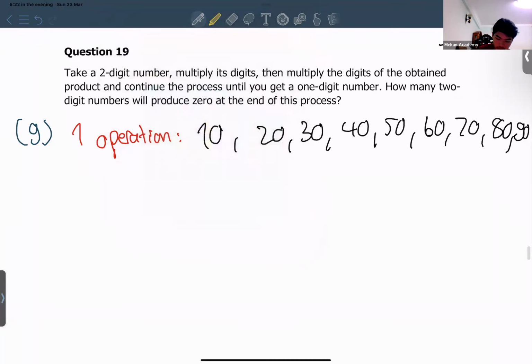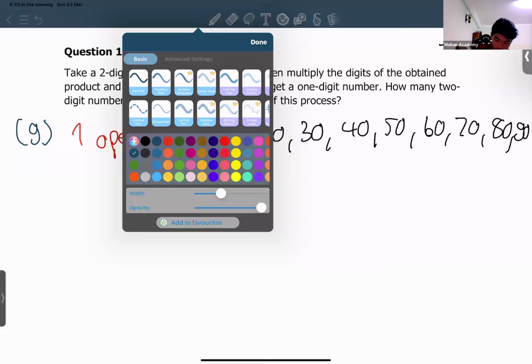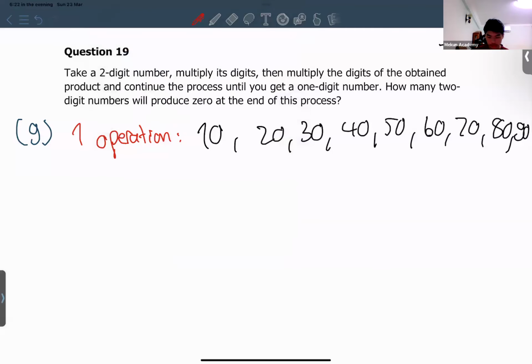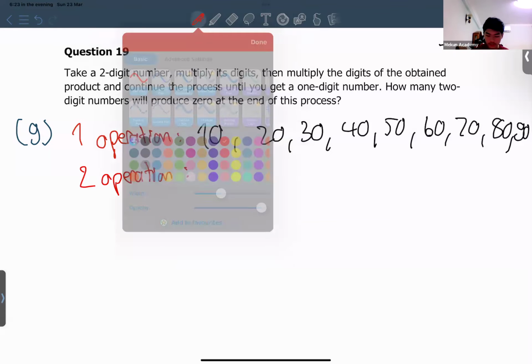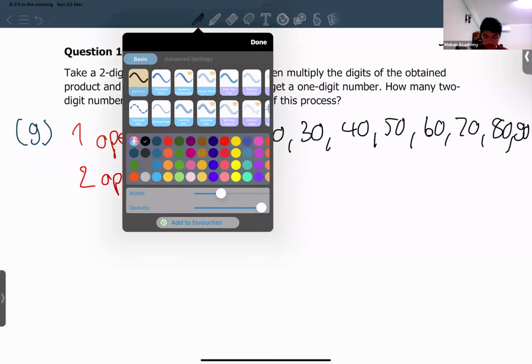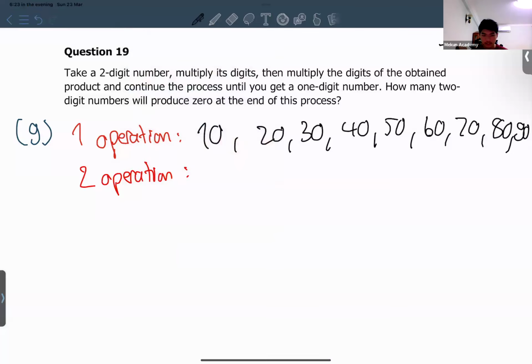Then you need to check for two operations. For two operations, you just need to work backwards. You already see that 10 needs only one multiplication. So what number multiplied by what number equals 10? It's 2 and 5, either 2 times 5 or 5 times 2. So from 10 you get two numbers: 25 and 52.